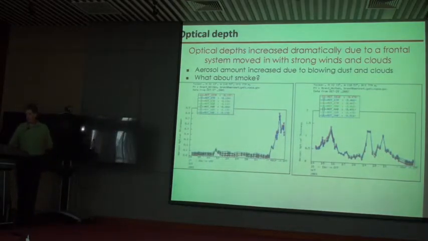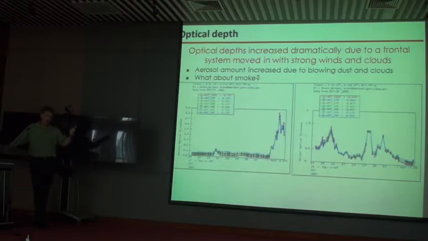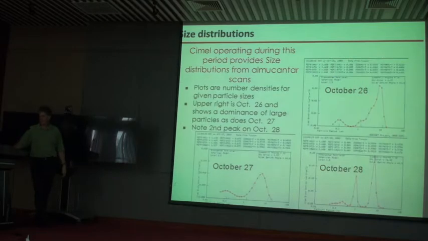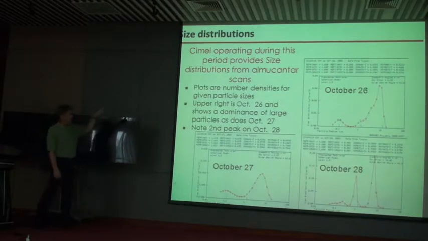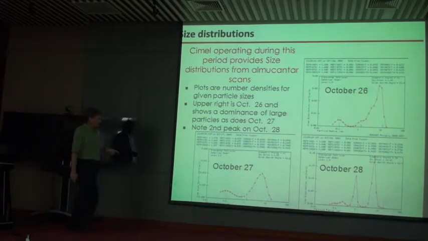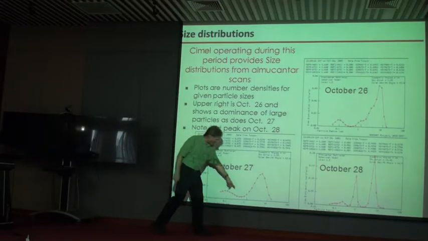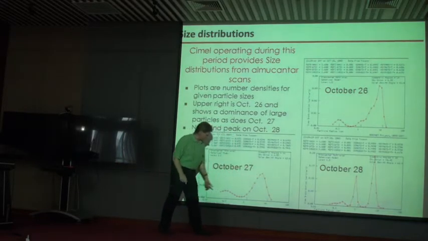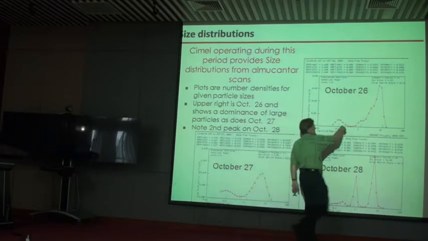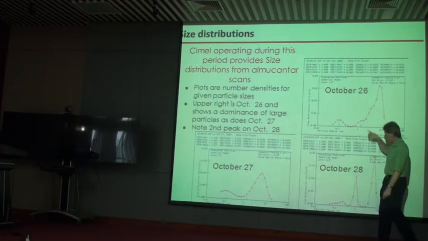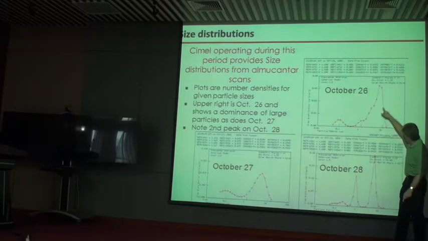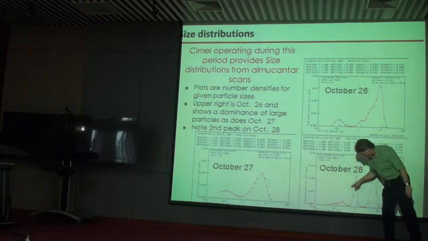And so the question becomes, is this because of dust from strong winds? Is it because of smoke from the fires? Or is it because of clouds? And both in direct solar and in almucantar. So the almucantar measurements again are going in azimuth at a single elevation, and that allows us to now infer size distribution. So here we have a lot of large particles on the 27th. On the 26th, still have a lot of large particles. And then the 28th, we still have large particles, but then also there's this big bump of small particles.